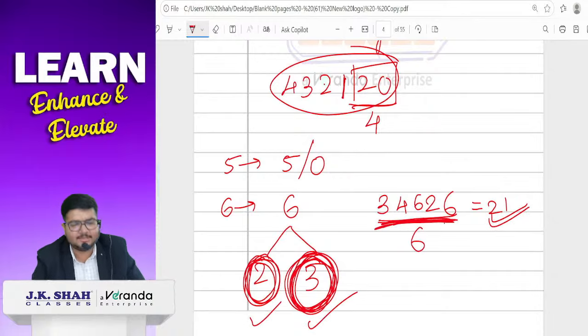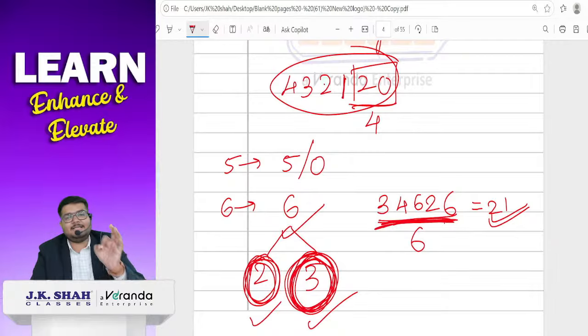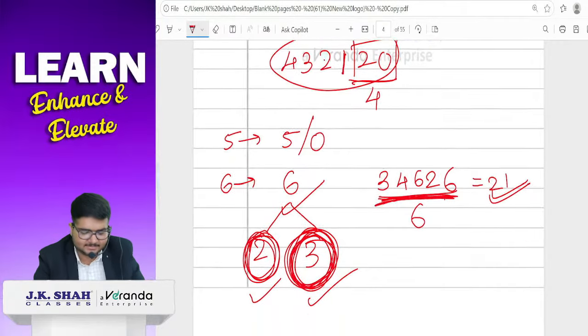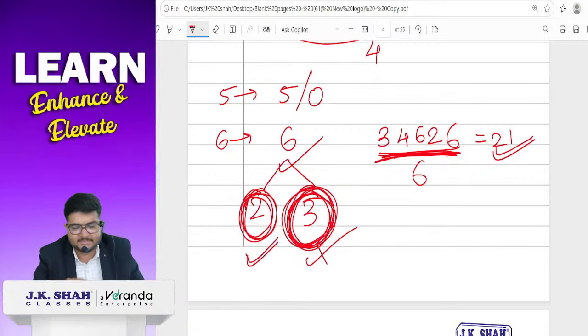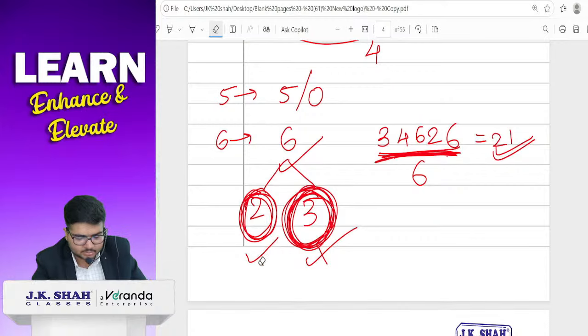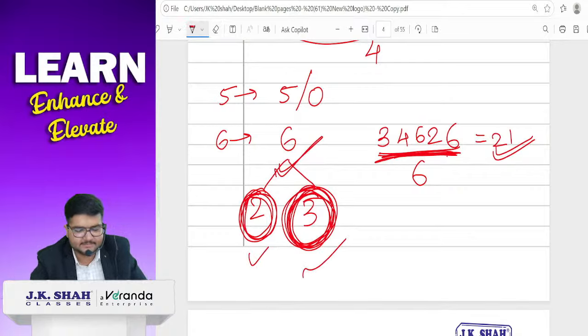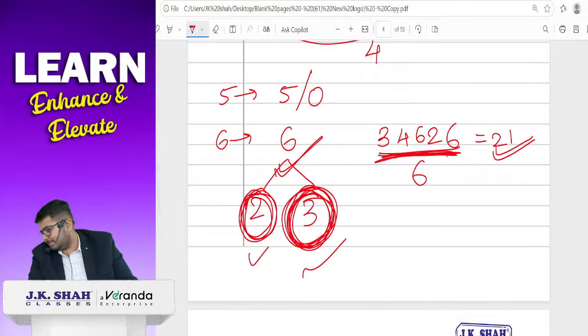This number is divisible by 2 also. If the number is divisible by 2 and 3, then it is also divisible by 6. Otherwise, it won't be divisible. Even if it is divisible by 2 and it is not divisible by 3, then it will not be divisible by 6. It should be divisible by both 2 and 3. Then it will be divisible by 6.